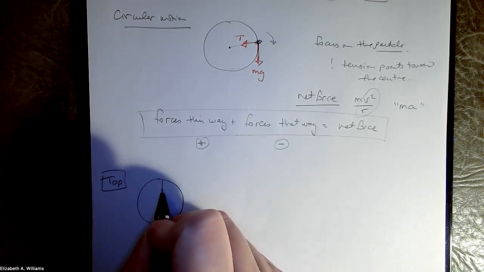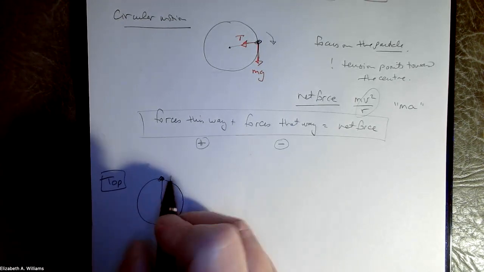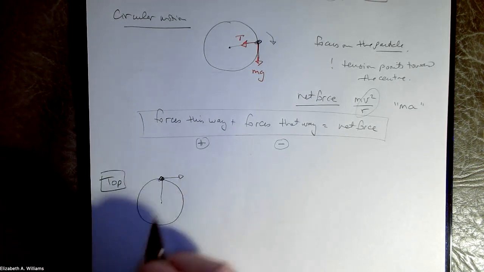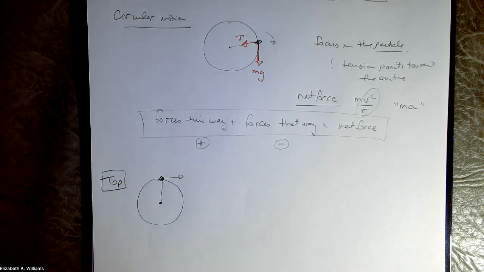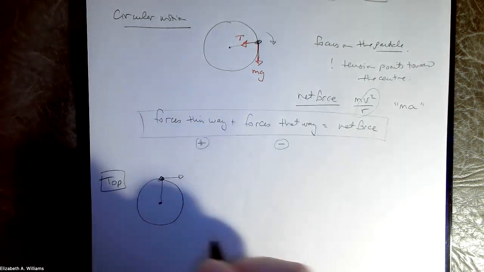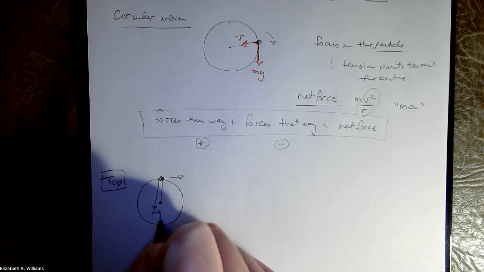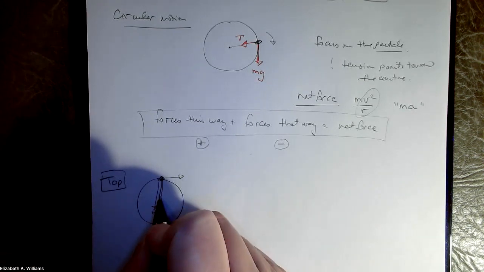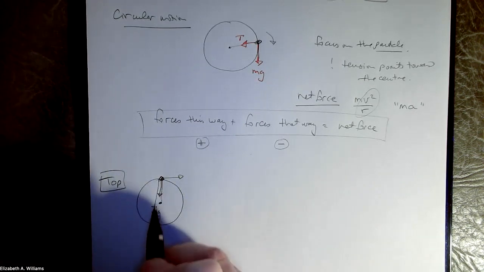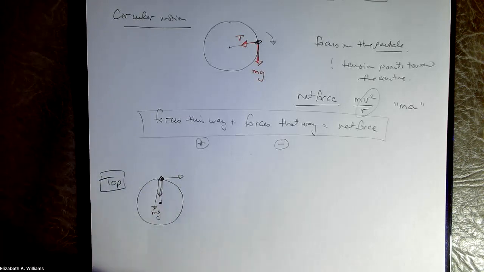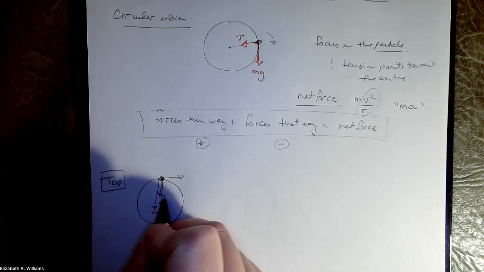Okay. Here's your particle at the top of the circle. Maybe it's going clockwise. Okay. Here's your forces. Gravity is going downwards. Tension, they're all going to coincide in the vertical, but it's hard to draw the picture that way, so I've kind of separated them out.